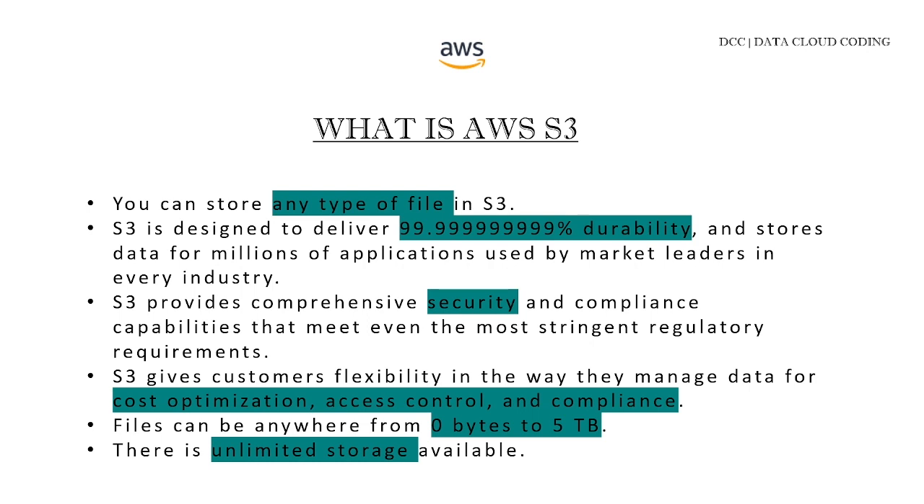We can choose between various S3 storage classes to meet our cost optimization requirement. We can also control access for our S3 buckets through ACLs and through IAM roles. Talking about the size of files, files can be anywhere between 0 bytes to 5 terabytes, which is quite a huge size. And there is unlimited storage available in S3, provided the file size is between 0 to 5 terabytes.